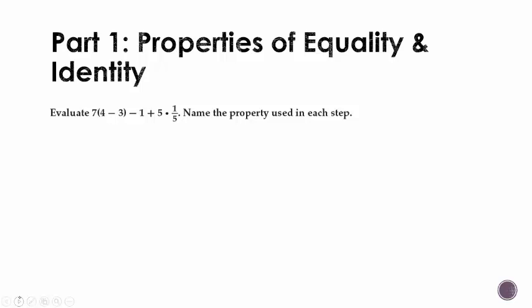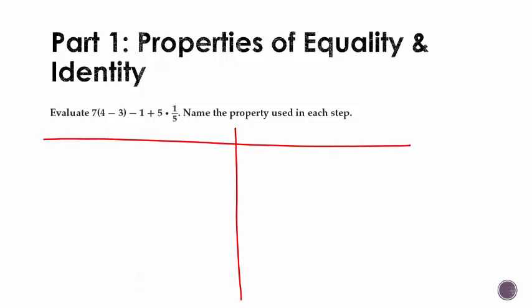We need to evaluate this and then name each property that we use. So let's set up a nice little table. We're going to start with our expression. Then we have to follow GEMDAS. The first thing I'm going to do is grouping symbols. So 4 minus 3 is 1.